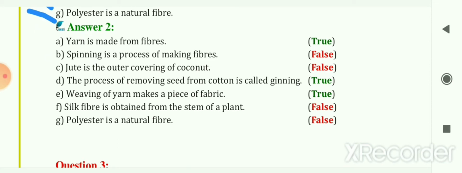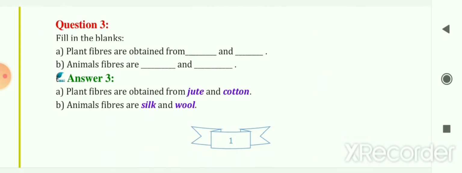The next question, question 3, fill in the blanks. In the first blank, plant fibers are obtained from blank and blank. So plant fibers are obtained from cotton plant and jute plant, or you can say jute and cotton. The next is animal fibers are blank and blank. So you have to write the example of animal fibers. So animal fibers are silk and wool. So silk and wool is your answer.